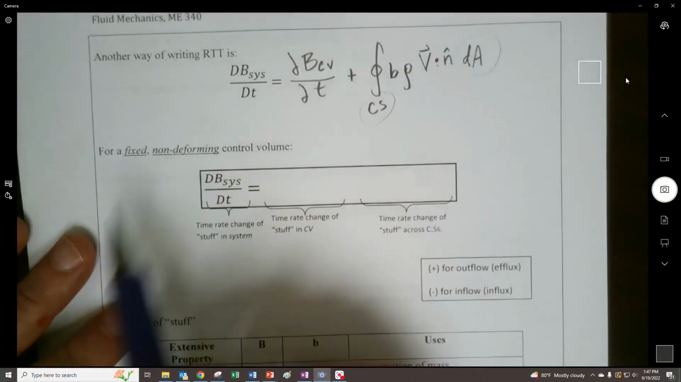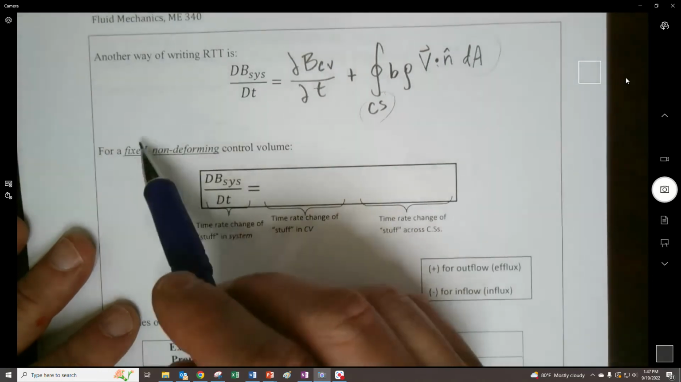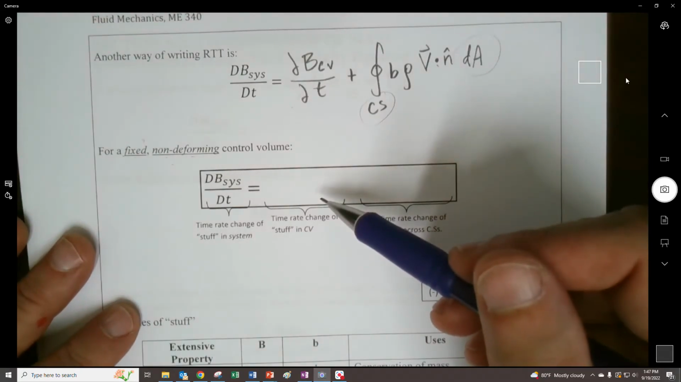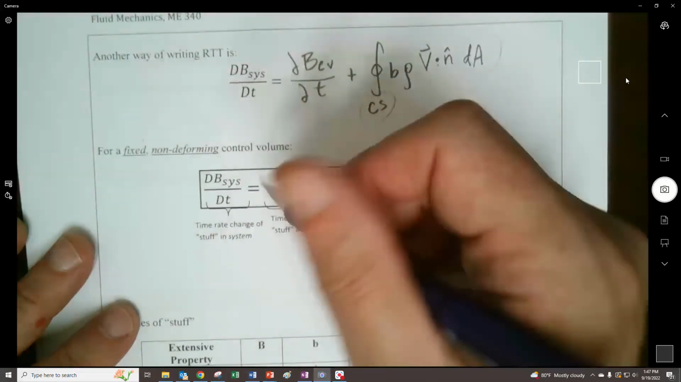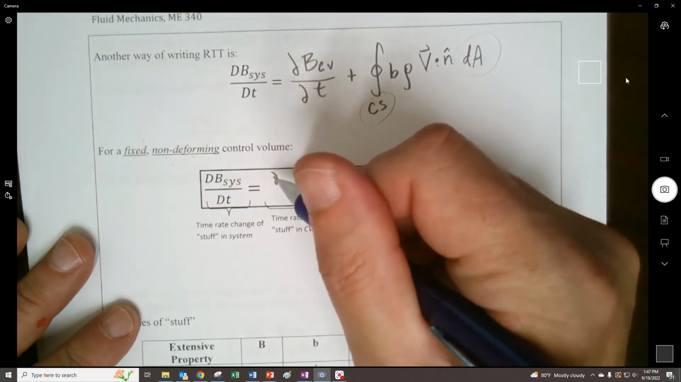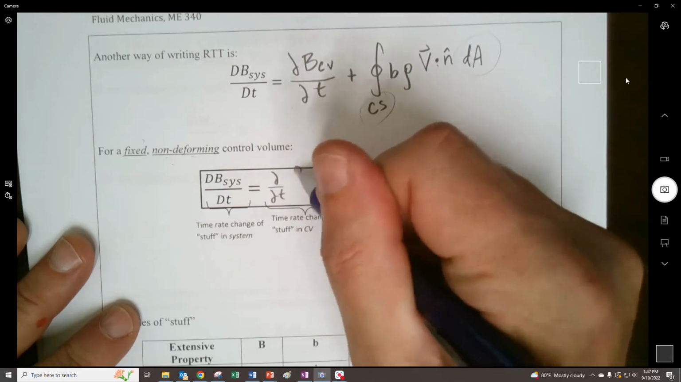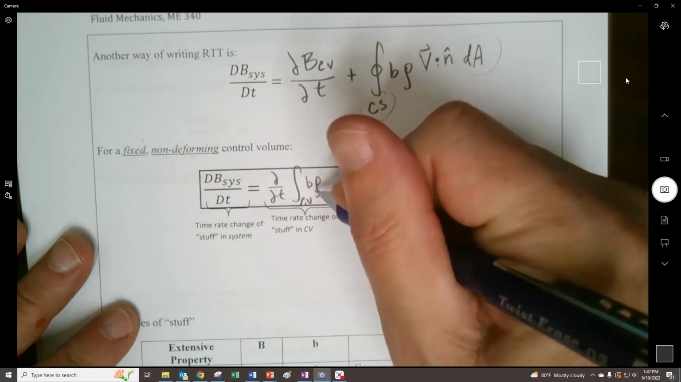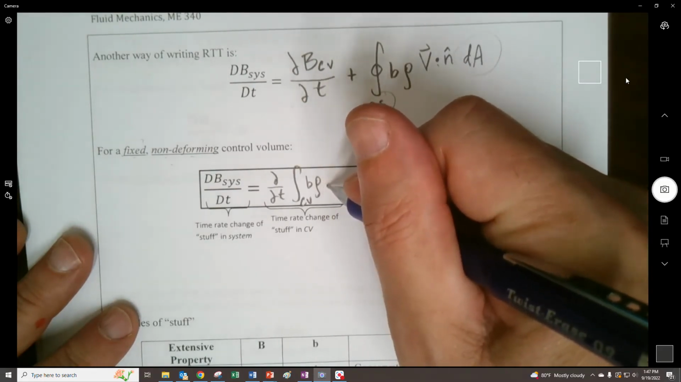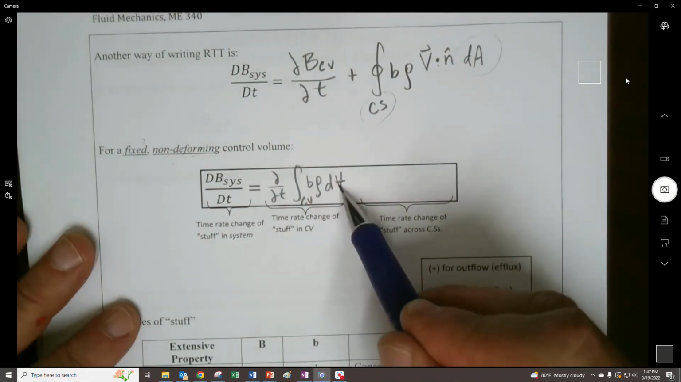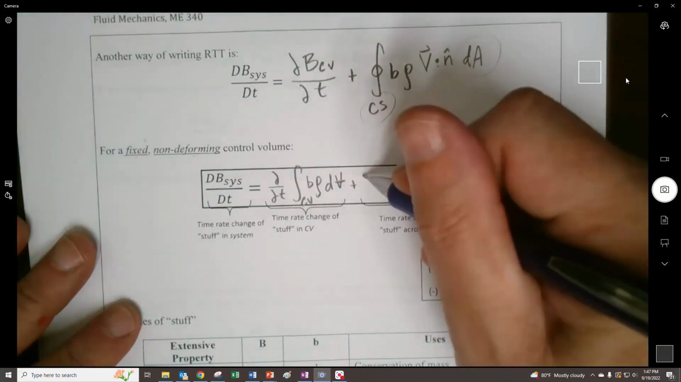So for a fixed, non-deforming control volume, this part goes away, and all we're left with is this. If it's fixed and non-deforming, mass might still come in and leave. So we still have, I think, a partial derivative with respect to time of the integral over the control volume of the B that's inside there times the density times the incremental volumes, so little tiny volumes. And then we're just going to repeat the stuff up above.